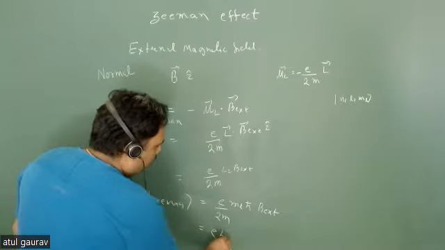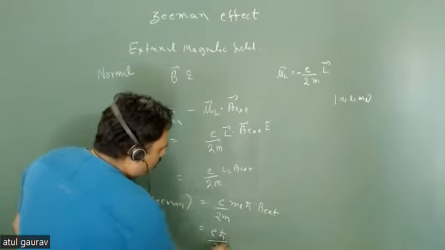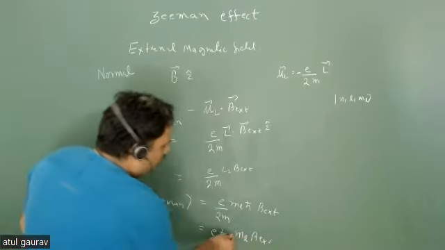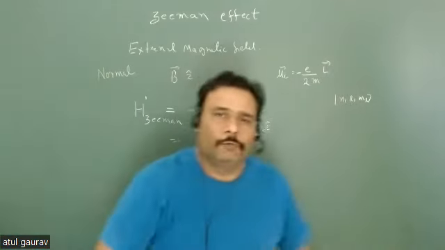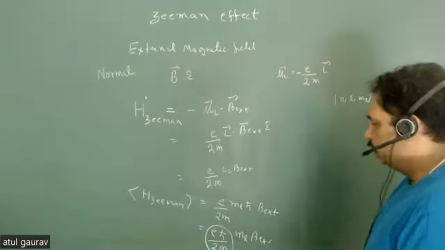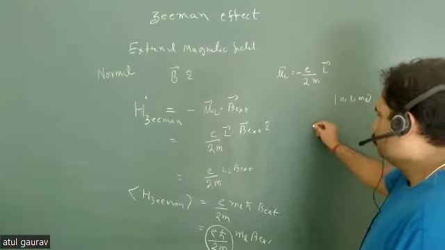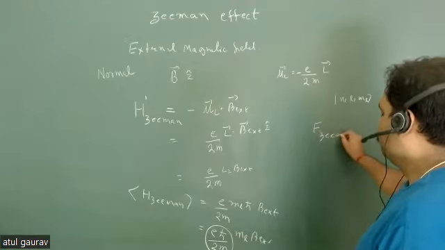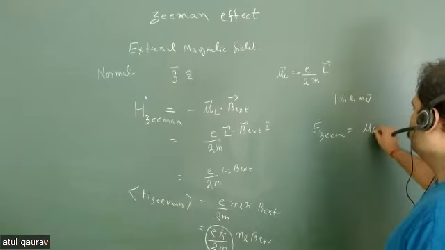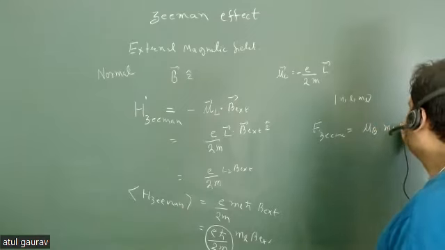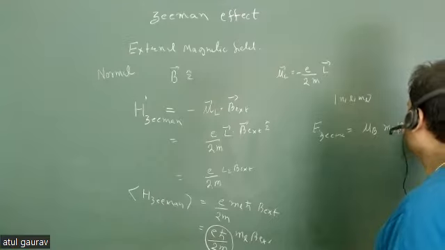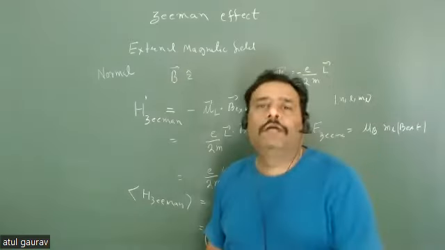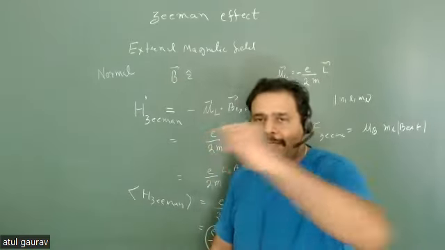This value is equal to eħ/2m_e times the quantum number m_l and B external, and this is a very famous quantity known as the Bohr magneton. So this energy splitting due to Zeeman is basically μ_B m_l times the magnitude of B external. Now you can see this splitting is proportional to m_l, linear in m_l, so it will be equally spaced.